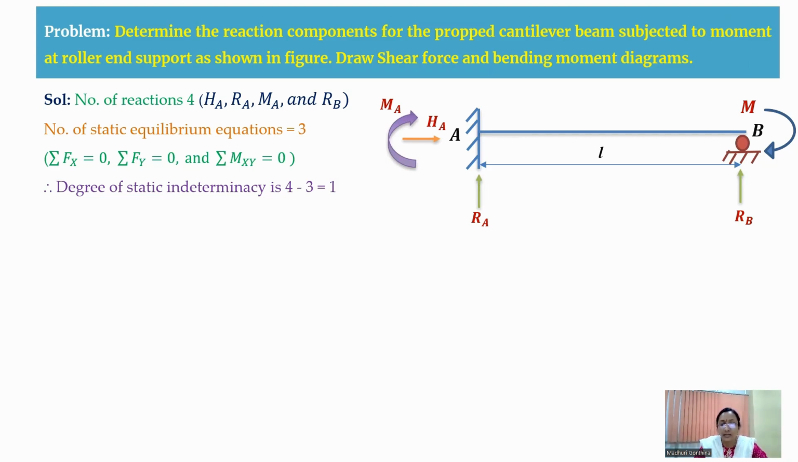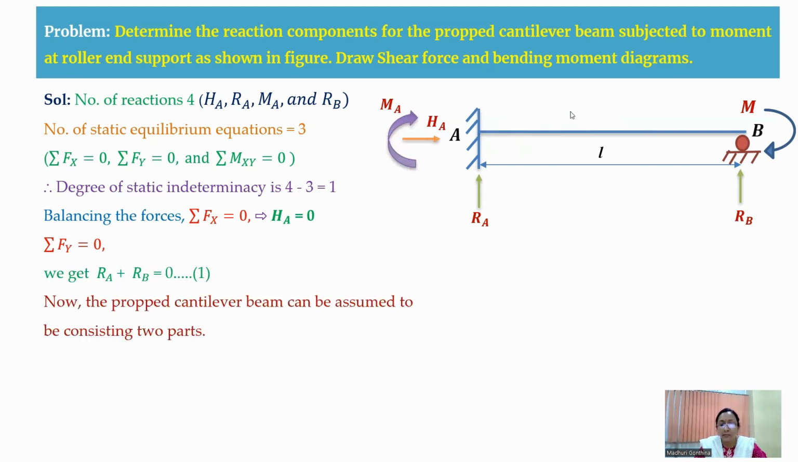So before making that, I'm just balancing the forces. That is sigma Fx is 0. That means as there is no horizontal load acting here, HA is 0. In a similar way, sigma Fy equal to 0, so RA plus RB will be equal to 0 as there is no vertical load acting on the beam. So this is an equation.